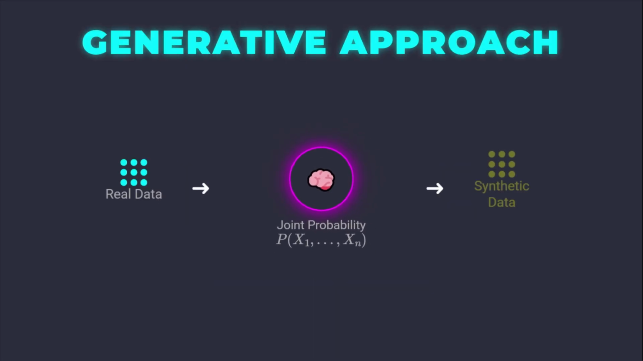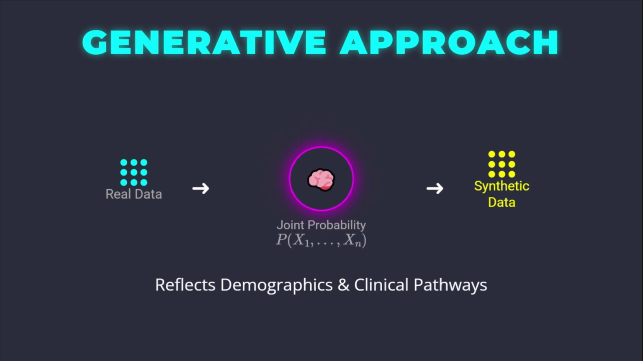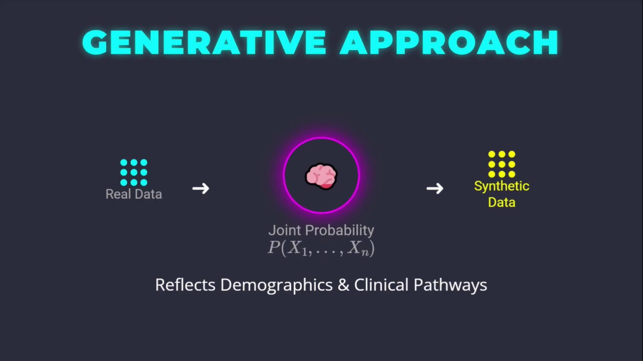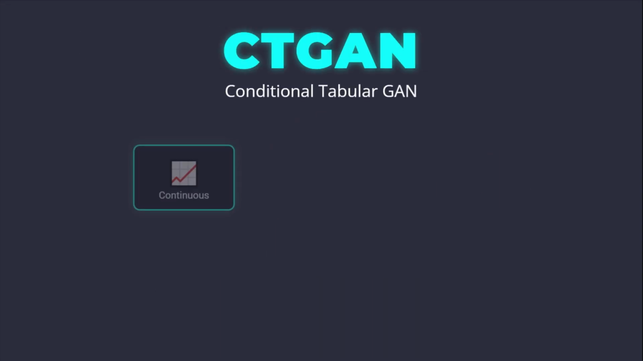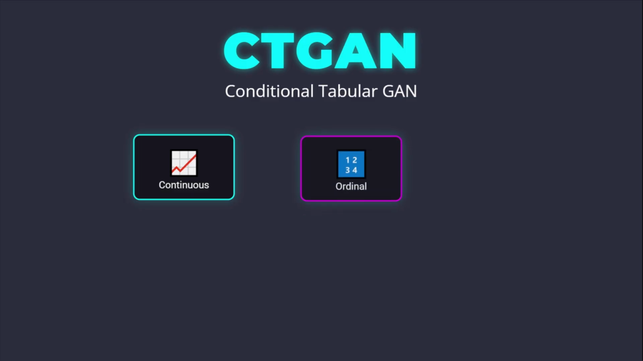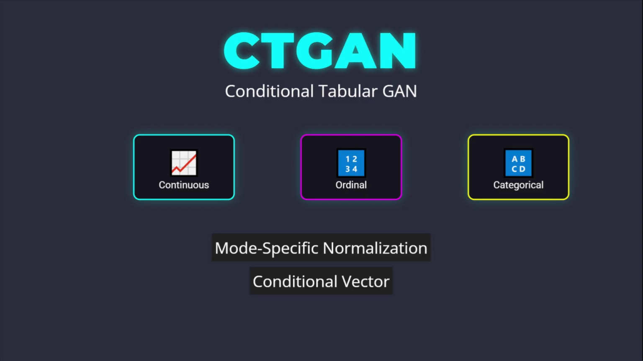The solution requires a generative model capable of learning the underlying joint probability distribution of the entire dataset. This approach ensures that the synthetic output reflects the real-world patient population demographics and clinical pathways, crucial for reliable application development and testing. For complex tabular data containing mixed types, continuous, ordinal, and categorical, the Conditional Tabular Generative Adversarial Network, or CTGAN, is the optimal architecture.